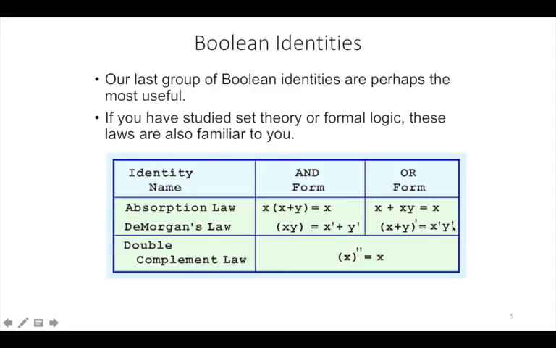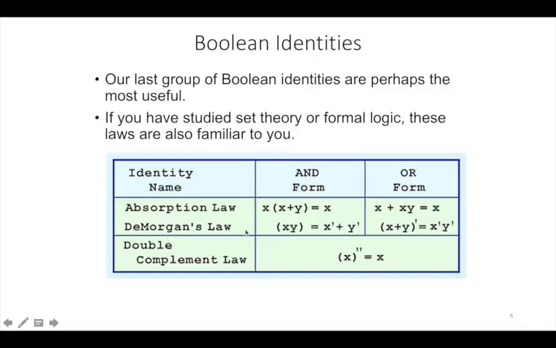The last group of the Boolean identity is perhaps the most useful for Boolean function simplification. The first identity is the absorption law. It says that x OR (x AND y) is equivalent to x. In the AND form, we have x AND (x OR y) equal to x as well. That's absorption. The whole thing gets reduced to x.